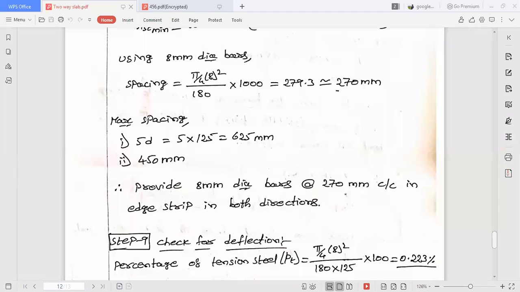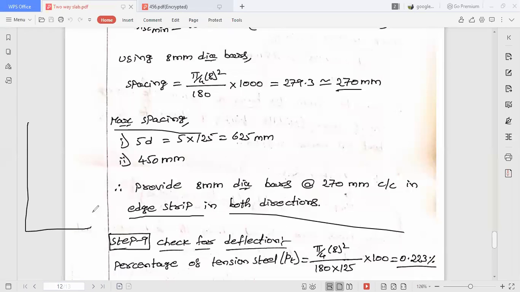condition. Okay, what are maximum spacing conditions for edge strip steel? Edge strip steel, so it is 5D or 450. Okay, so 5 times 125 is 625, and 450. See all these three values. One is 270, another is 625, another is 450. Out of these three, the least value is 270, right? Hence, write down a statement that provide 8 mm dia bars at the rate of 270 mm center to center in the edge strip in both directions.